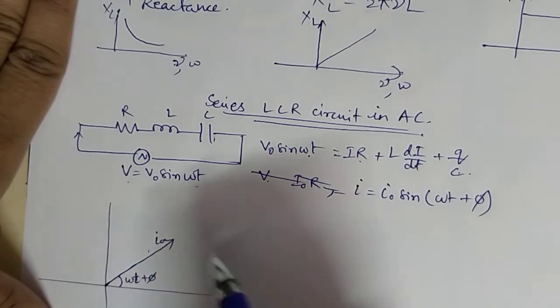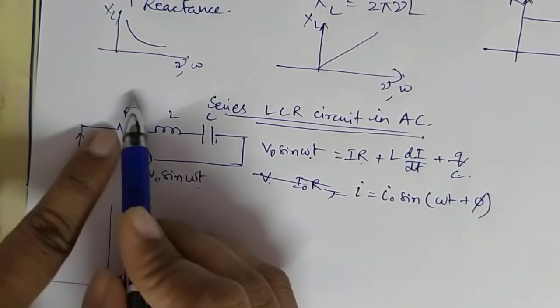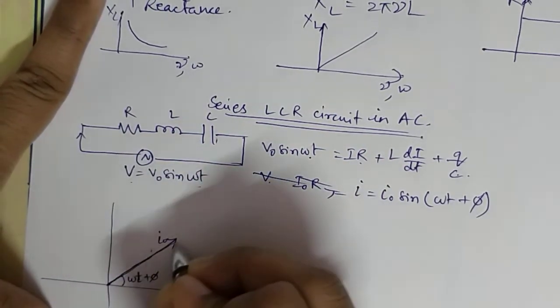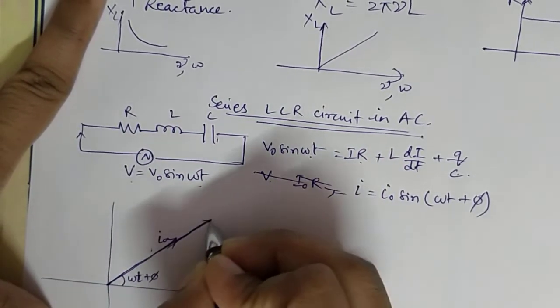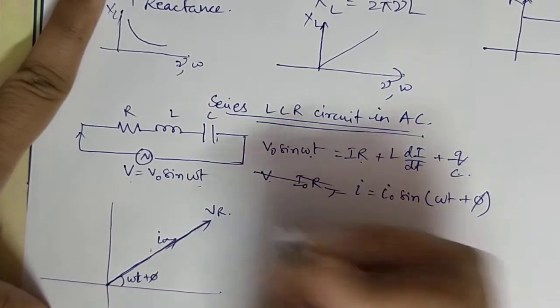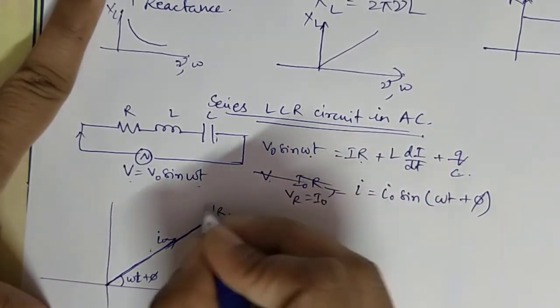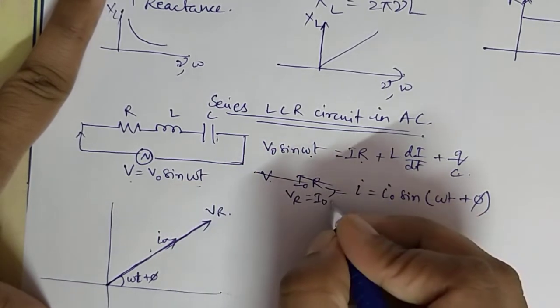Now first we will consider the resistor. In a resistor there is no phase difference between voltage and current, so the voltage across the resistor will be in the same direction, VR. And VR, the maximum, VR naught will be I naught R.